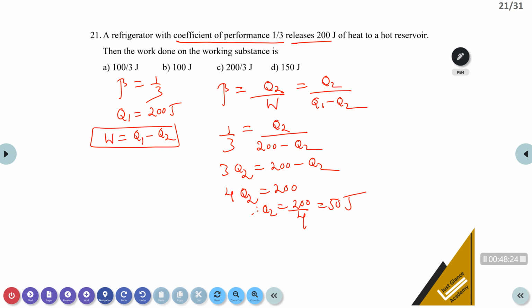Did I make any mistake? The coefficient of performance is 1 by 3. It is 200 minus Q2, equal to 3Q2, so 3Q2 equals 250 joules. But what do we want to calculate here? The work done, which equals Q1 minus Q2. Q1 is 200 minus 250, so this is equal to 150 joules. Is 150 joules the right choice?